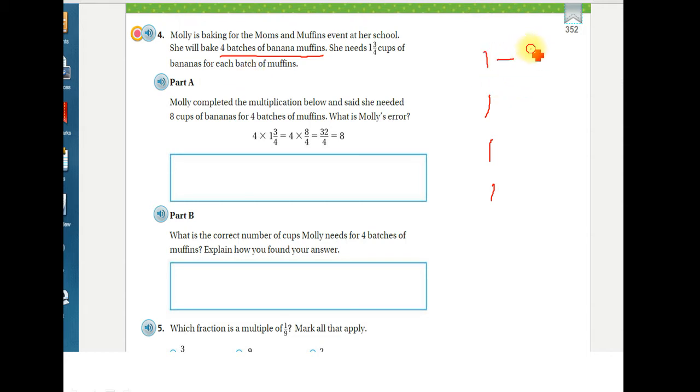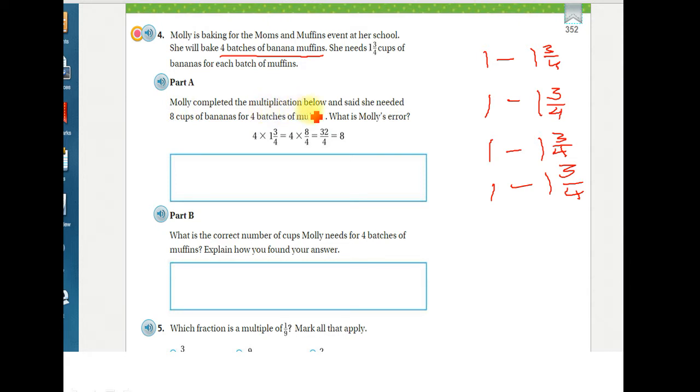Okay, so she needs 1 3/4 for this batch. She needs 1 3/4 cups of bananas for this batch, 1 3/4 cups for this batch, 1 3/4 cups for this batch, right? Sometimes it helps me to kind of write out the problem as I go. All right, now let's look at part A.